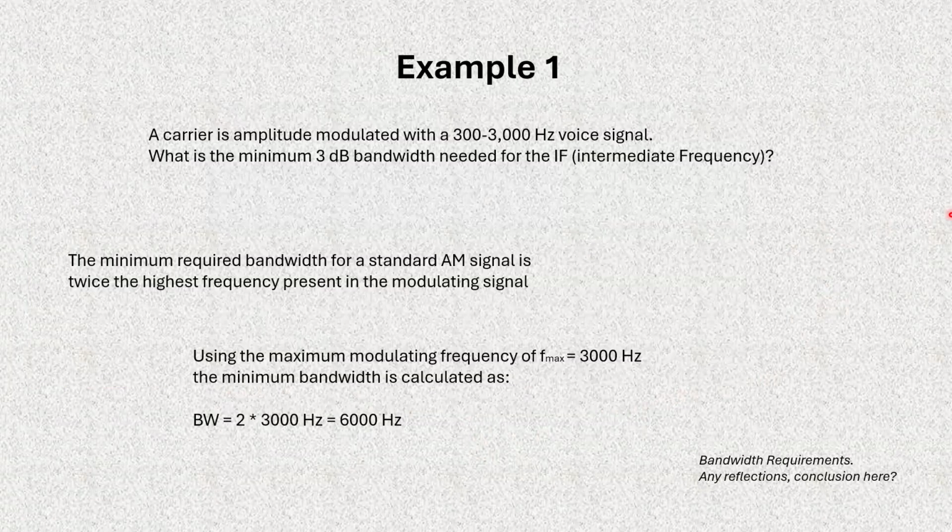Let's see a couple of examples here. Example 1. A carrier is an amplitude modulated signal, an AM signal, and the modulation is from 300 to 3000 hertz, which is a voice signal. What's the minimum 3 dB bandwidth needed for the intermediate frequency?